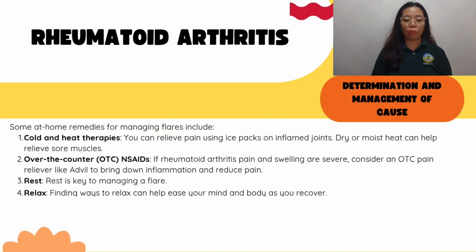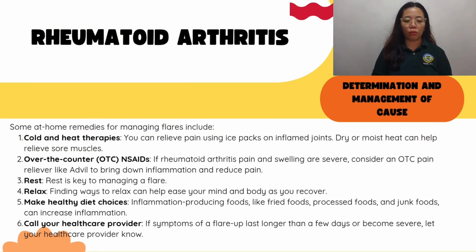Some at-home remedies for managing flare-ups of rheumatoid arthritis include cold and heat therapies. It can relieve pain using an ice pack on inflamed joints. Dry or moist heat can help to prevent or relieve sore muscles. Over-the-counter medications, OTCs. If rheumatoid arthritis pain and swelling are severe, consider an OTC pain reliever like Advil to bring down the inflammation and reduce pain. Rest is the key to managing a flare-up of rheumatoid arthritis. Relax. Finding ways to relax can help ease mind and body as the body recovers.